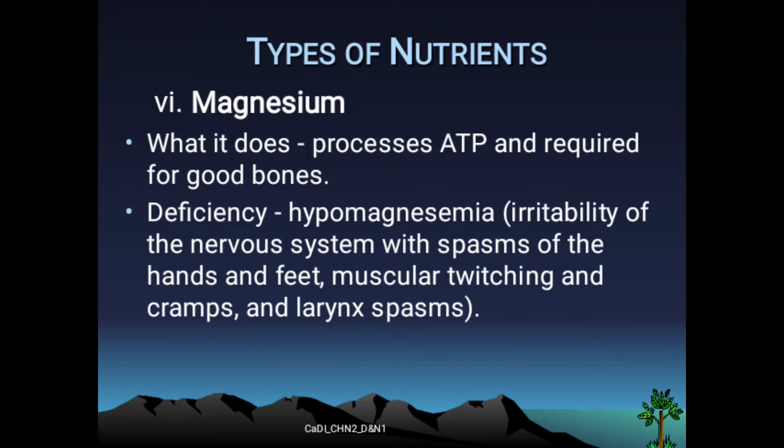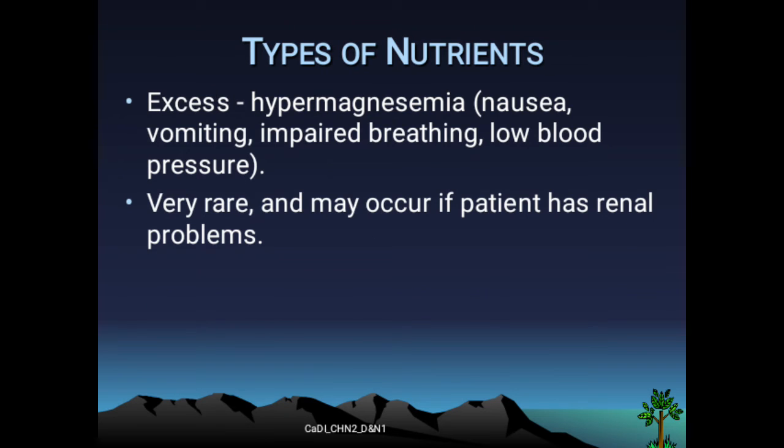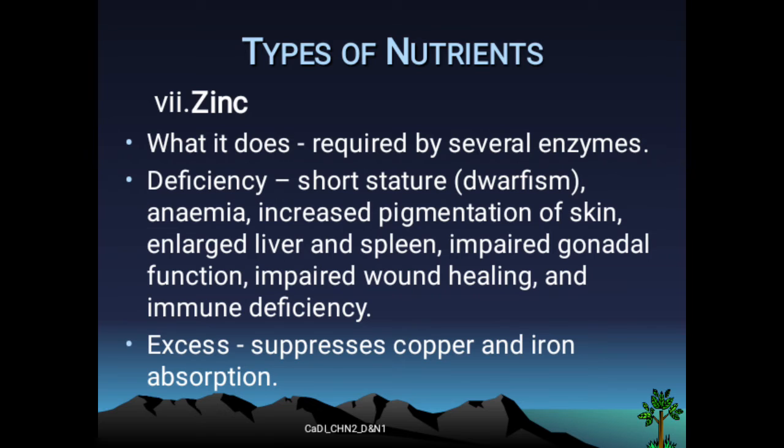Magnesium. It processes ATP and is required for good bones. Its deficiency causes hypomagnesemia, and when taken in excess, it causes hypermagnesemia with nausea, vomiting, impaired breathing, low blood pressure. Very rare and may occur if the patient has renal problems. Zinc, which is the seventh mineral, is required by several enzymes. Its deficiency causes short stature, as in dwarfism, and in excess it suppresses copper and iron absorption.